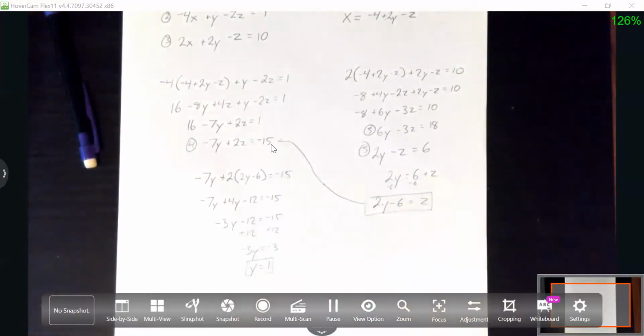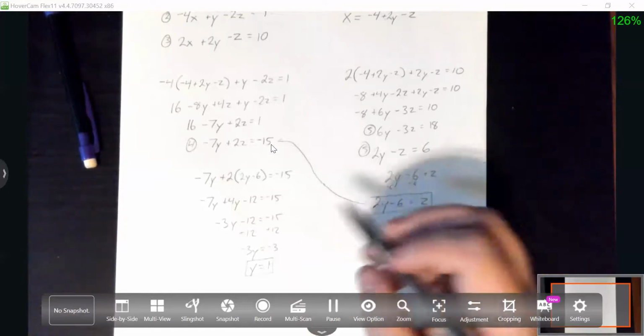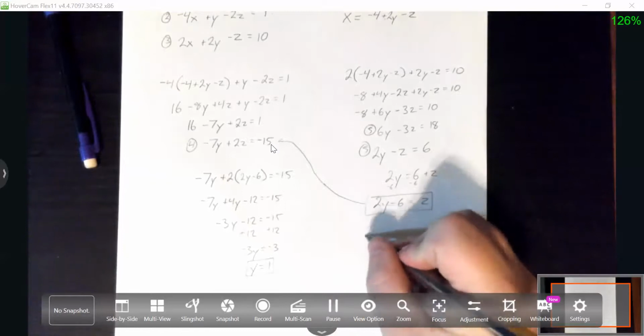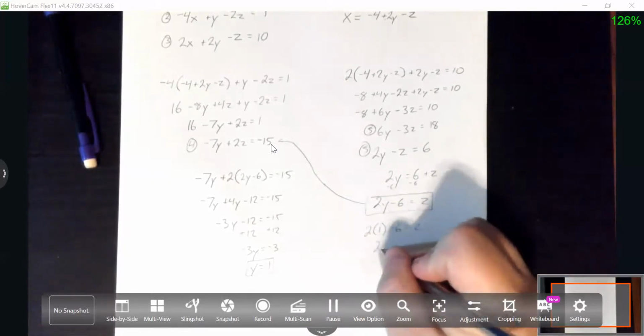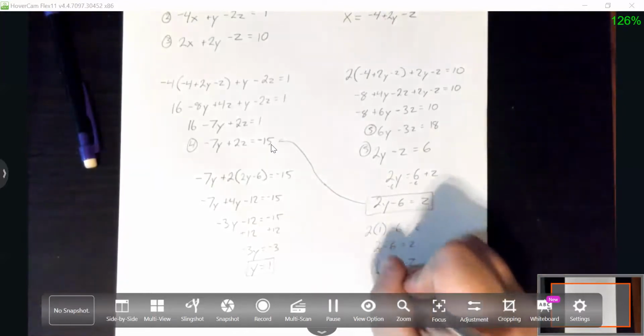Now that we've broken it all the way down to the final term, we can go ahead and plug it back in and work our way backwards. So I know y equals 1. I can plug it back into this equation to find what our z was. 2 times 1 minus 6 equals z. So that's 2 minus 6 equals z. So -4 is equal to z.